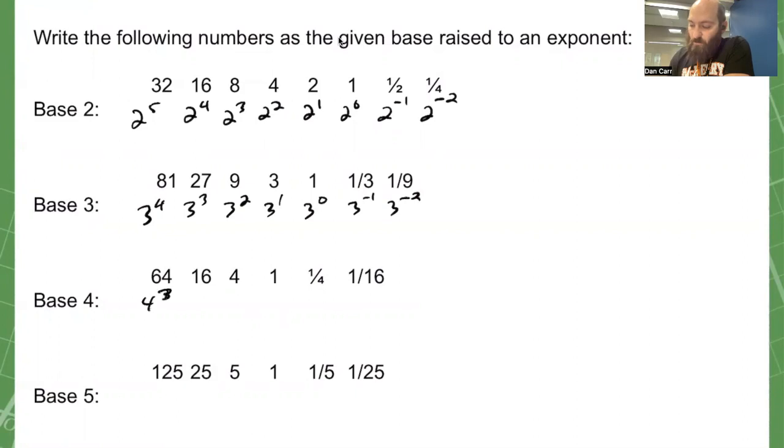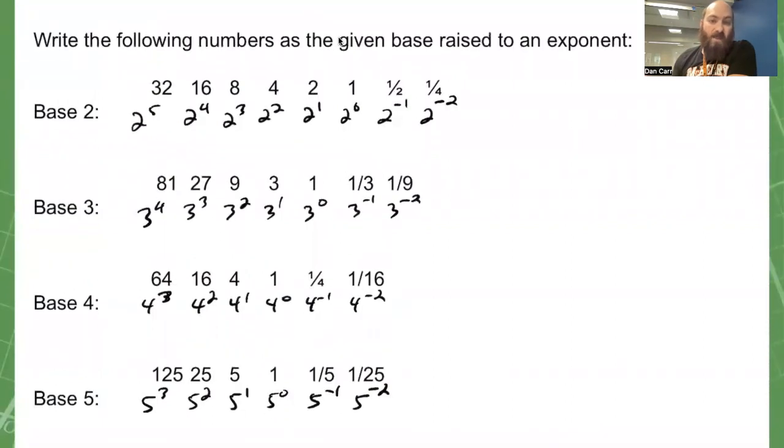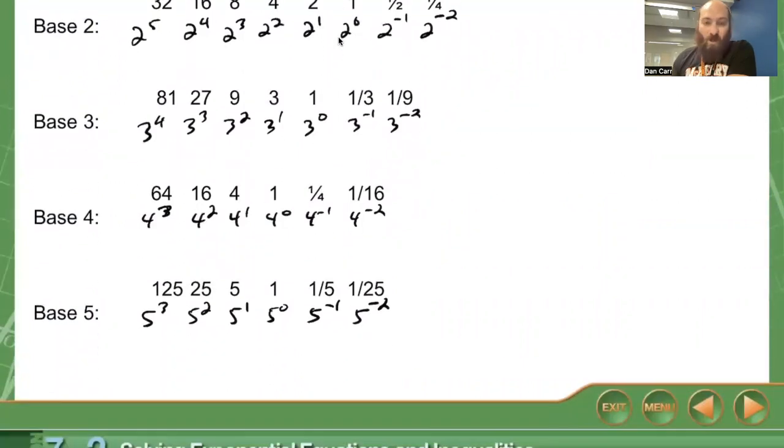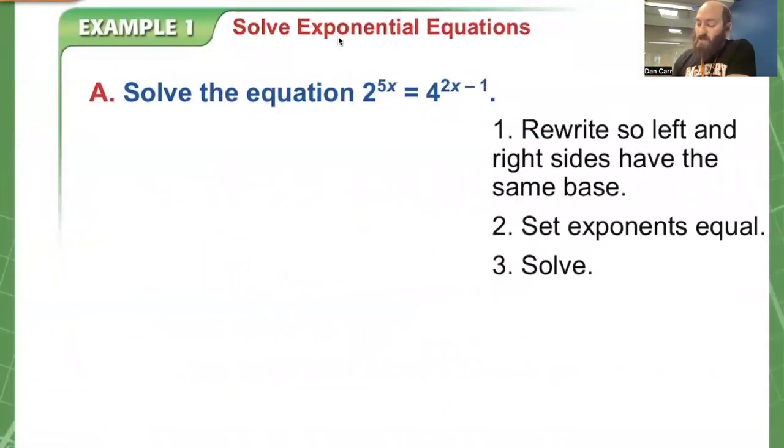Here's 4 cubed, 4 squared, 4 to the 1st, 4 to the 0, 4 to the -1, 4 to the -2. And here's 5 to the 3rd, 5 squared, 5 to the 1st, 5 to the 0, 5 to the -1, 5 to the -2. Okay, so these are some basic versions that are going to be very helpful for what we're going to do here. So look at our first problem here. The goal here is to rewrite so the left and right sides have the same base. Set the exponents equal to each other and then solve from there.